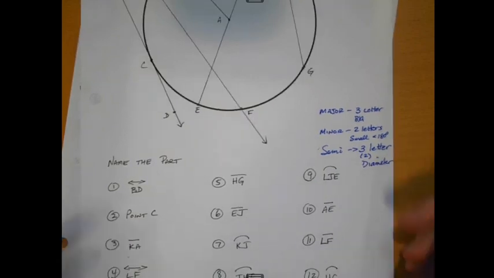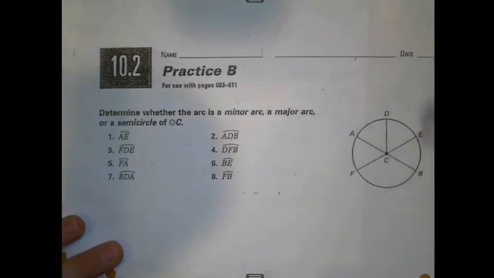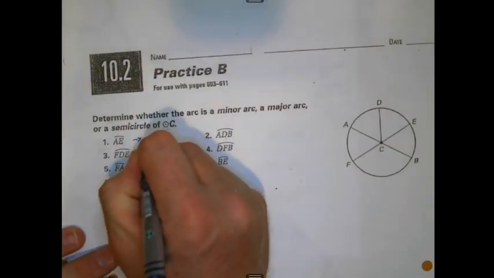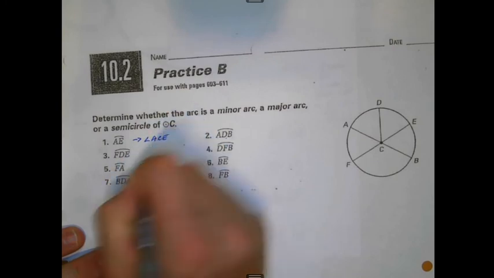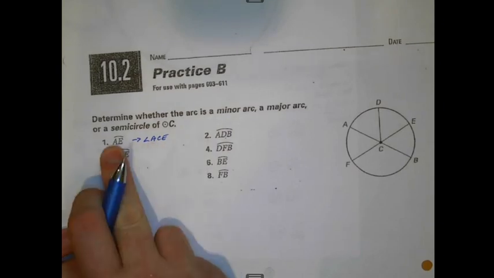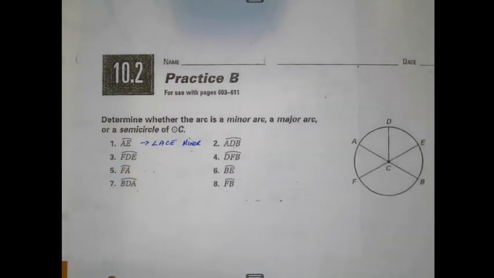Okay? So I want you to do that one. And I want you to do this using that picture. C is the center. Find if AE is a minor, major, or semicircle. Well, I'll go over the first one with you. A to E. Well, ACE. So we look at ACE because we're always going to look at the center of that. We're going to call this 2 letters. This is a minor arc. Okay? So finish up that packet if you can.